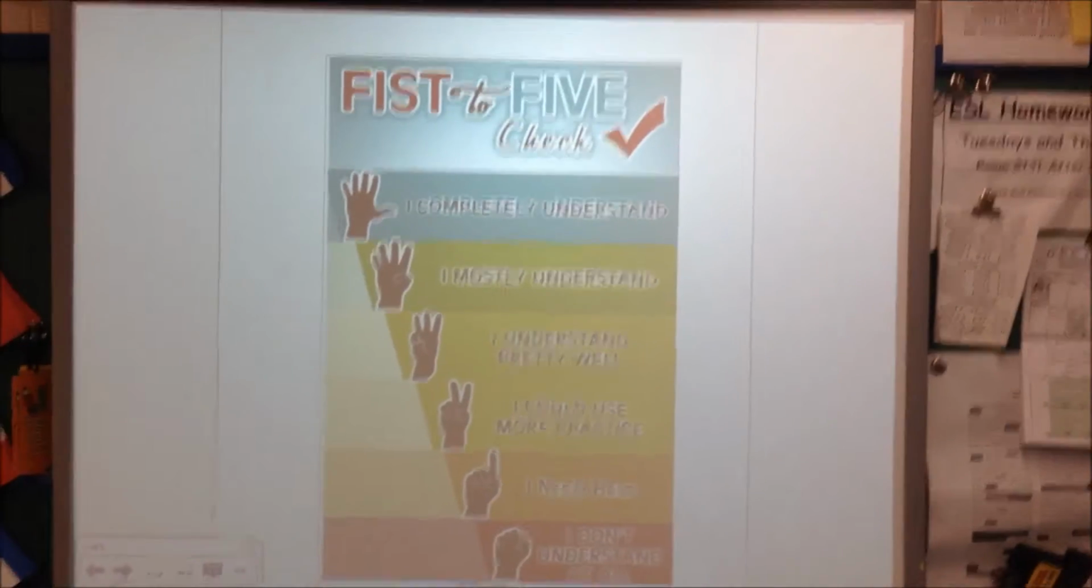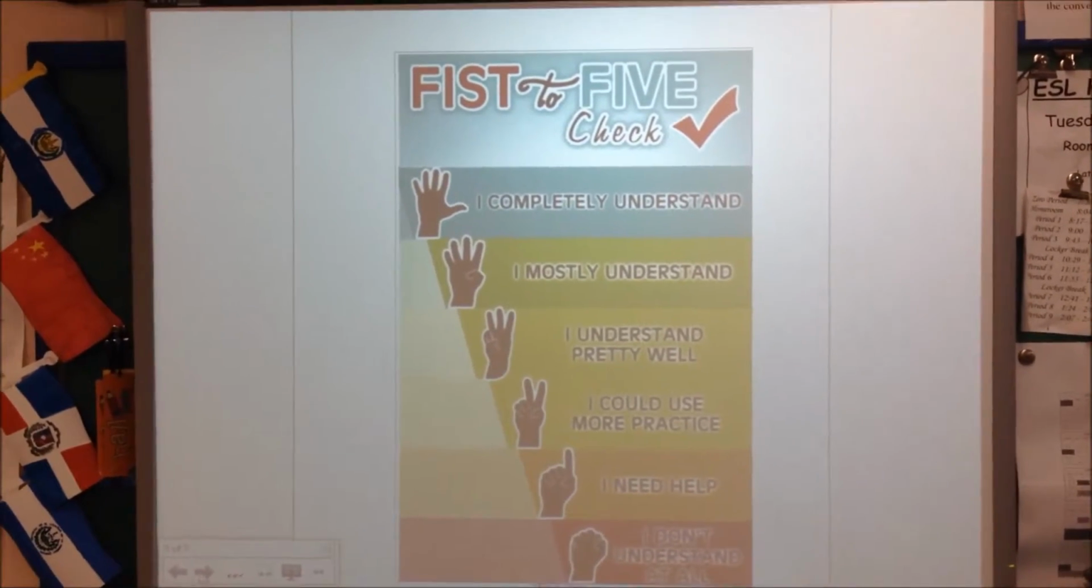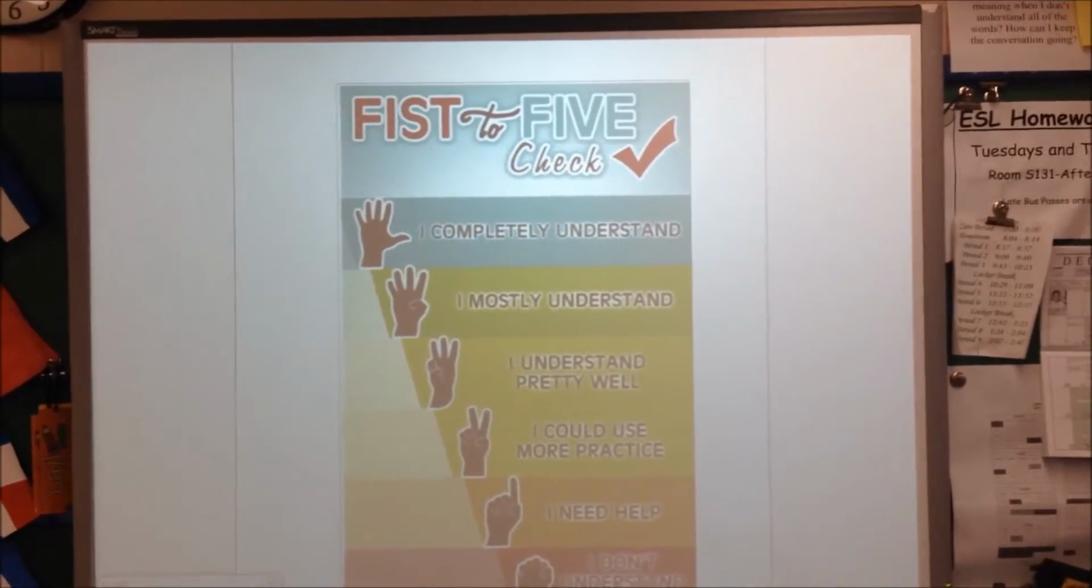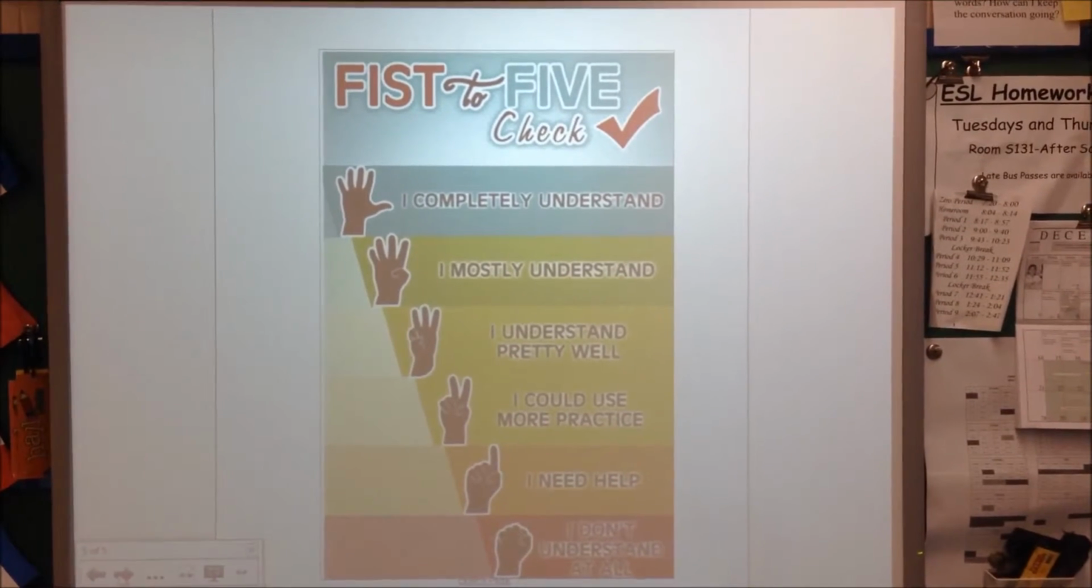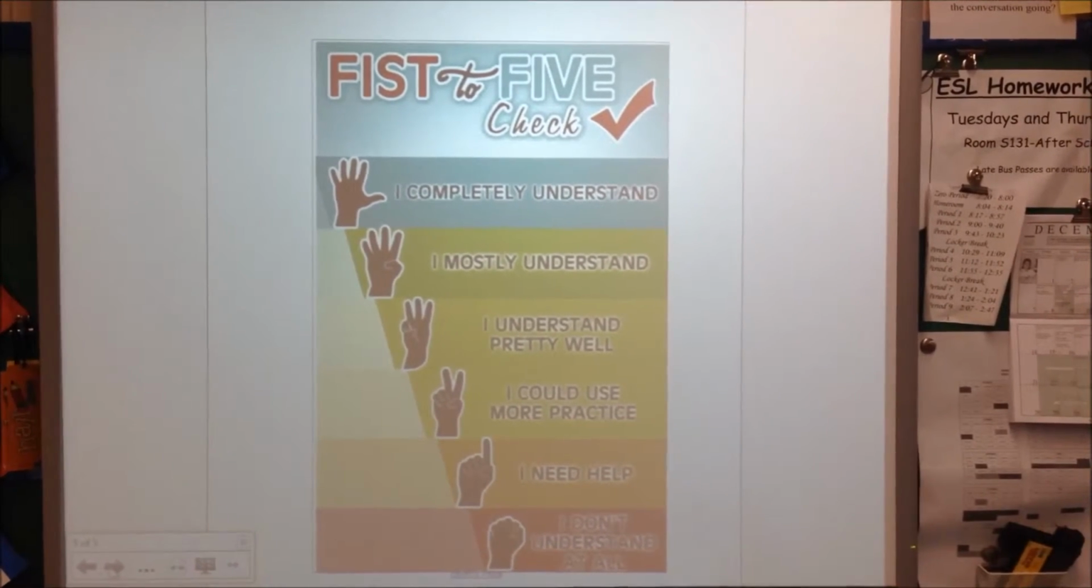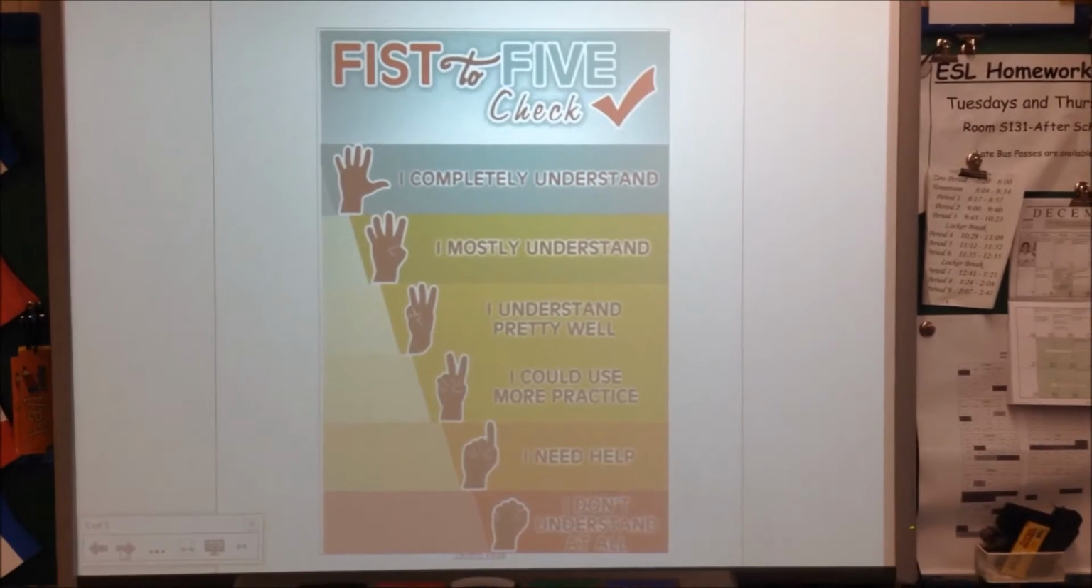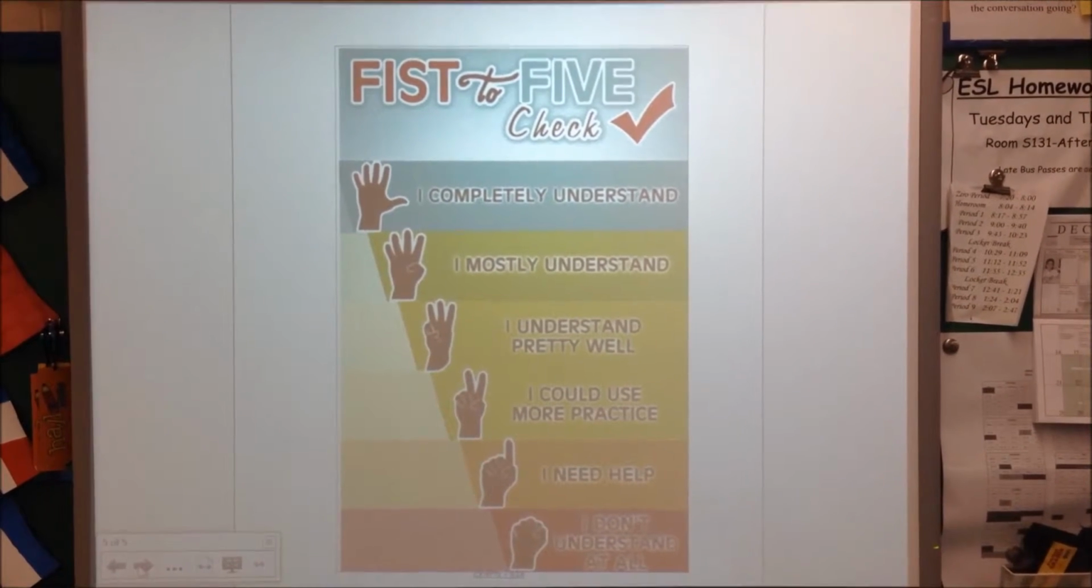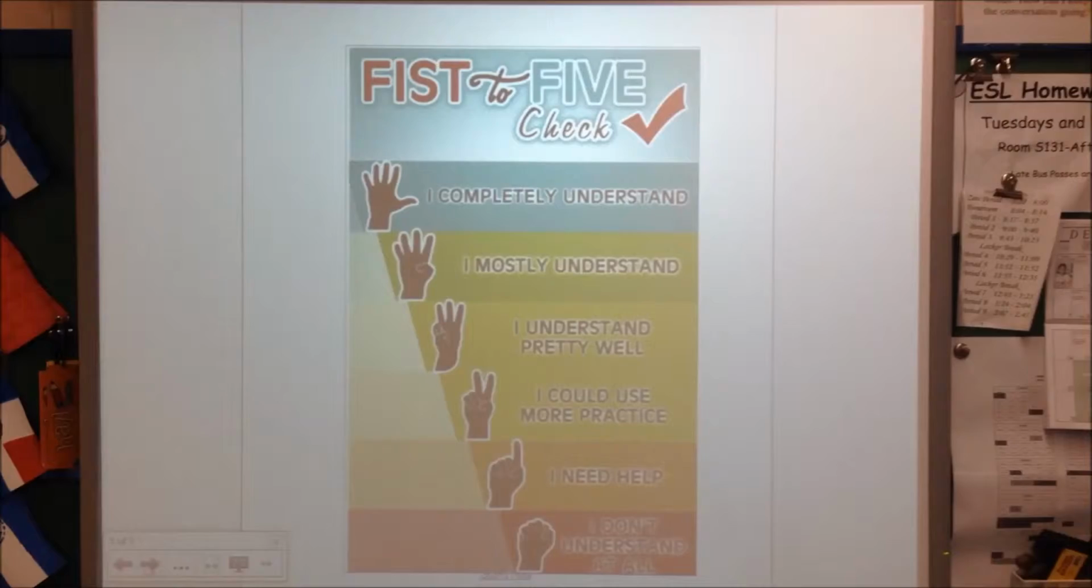After going through the example, the teacher will use the fist of 5 to check if students understand. 5 fingers means I completely understand. 4 fingers means I mostly understand. 3 fingers, I understand pretty well. 2 fingers, I could use more practice. 1 finger means I need help. And no fingers up means I don't understand at all.